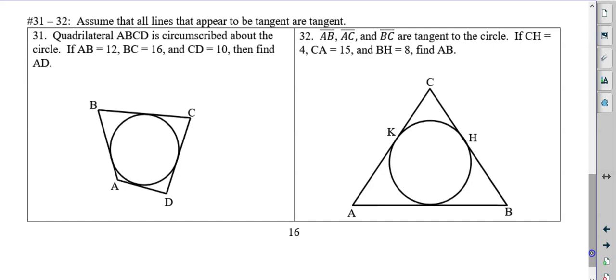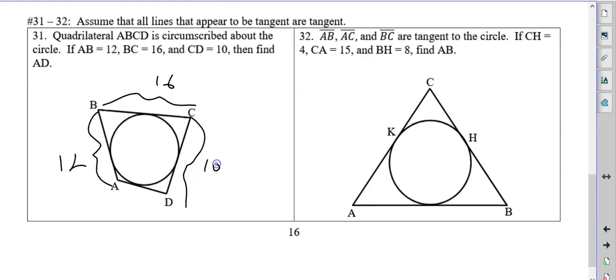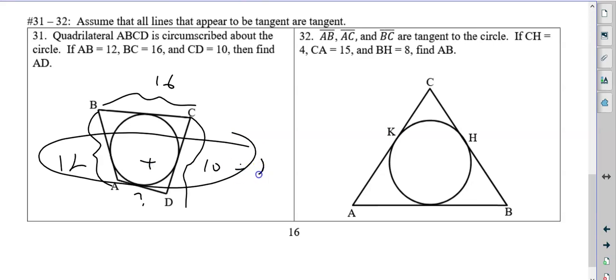Okay, assume all these lines are tangent. Quadrilateral ABCD is circumscribed about the circle. If AB is 12, BC is 16, and CD is 10, find AD. So remember, in this situation, opposite sides will add up to the same amount. So 10 plus 12 is 22. So 16 plus something should equal 22, and that would be 6.